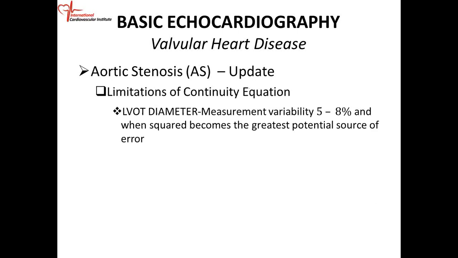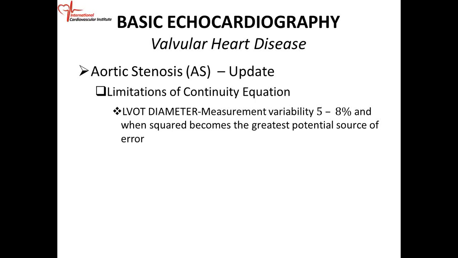All right, so the limitations of the continuity equation. Remember, I tell you to recite the formula. Aortic valve area is equal to 0.785 times D squared times LVOT TVI divided by aortic valve TVI. You can recite that at midnight. Wake up. But remember, you're measuring that diameter, the LVOT diameter, in the parasternal long axis.